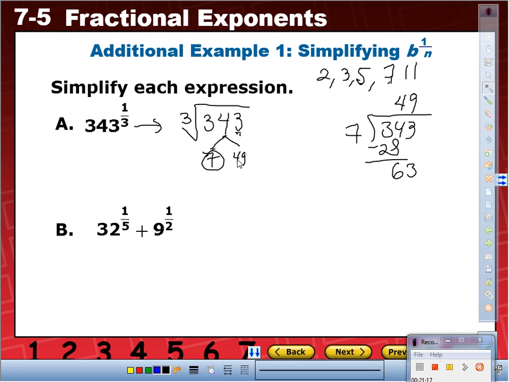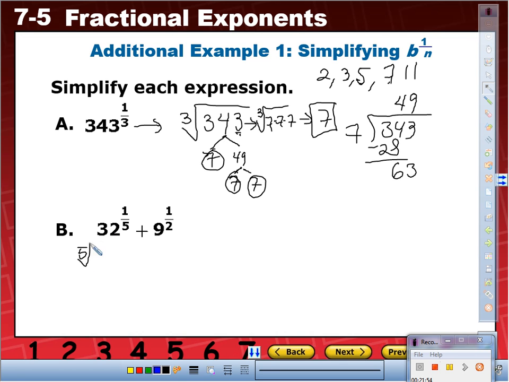Okay, so here we go. This one is 7 times 7. So therefore, this becomes what? Cube root of 7 times 7 times 7, which is 7. Okay, let's do B. Pretty cool, huh? This one becomes what?